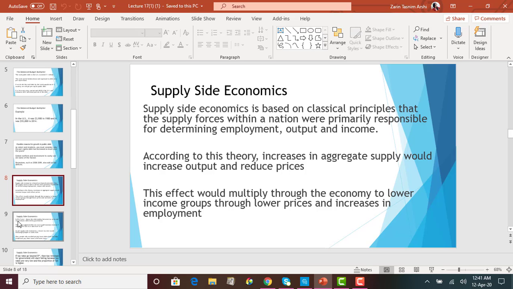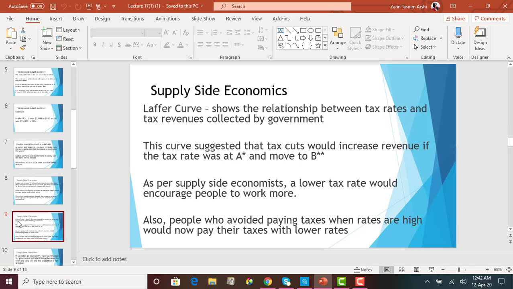So what these supply side economists, who are a group of new classical people, are saying is, if we focus on the aggregate supply and increase it, causing the aggregate supply curve to shift to the right, the output will go up, prices will go down, more employment will be created, and income will go up. So it's a good thing overall. Now, this group of people also came up with a curve called the Laffer curve. If you look at slide 9, it talks about the Laffer curve.